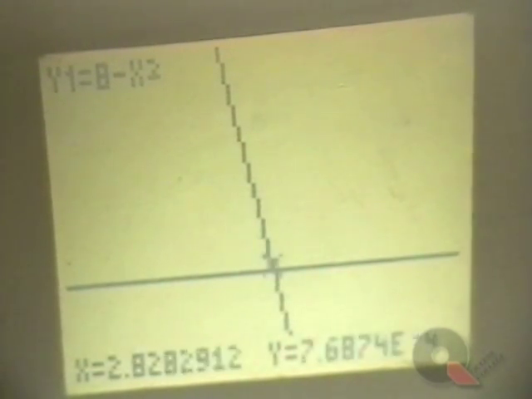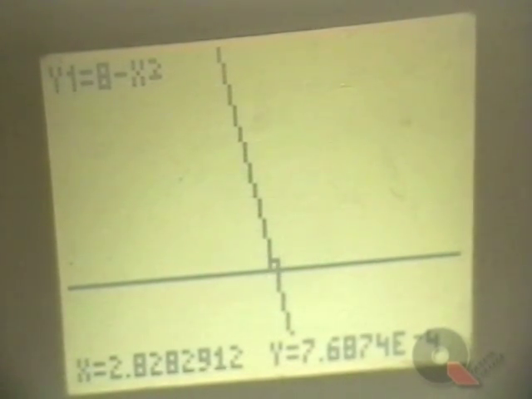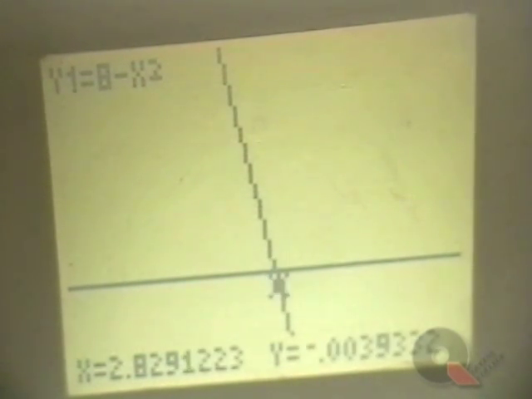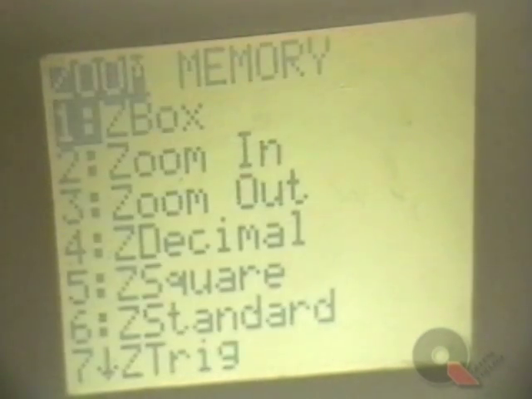Hit trace, go to the right. Here I see 2.828 something. The y value is positive, but very close to 0. I go to the right, and I see 2.829. The y value is negative. Let's zoom in again.